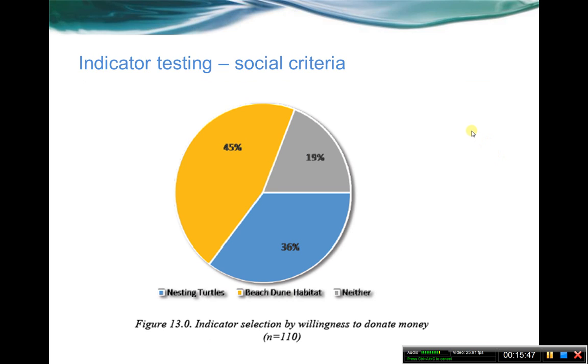We don't have examples specifically targeted towards the landscapes. We didn't ask any questions about the landscape indicator specifically, but I'll show you an example of one related to the beaches and dunes. In this case, this was about 110 people. This was looking at willingness to donate money. We asked this question of, okay, sea turtles versus beach dune habitat. Of course, neither. And now you can sort of see the distribution of which one people were more willing to pay for, at least self-reportedly.